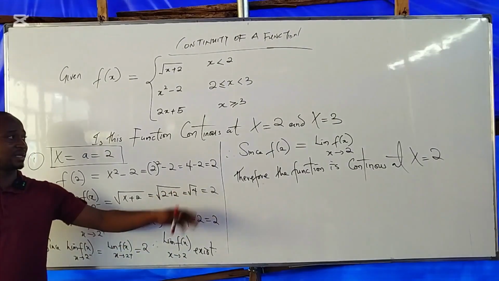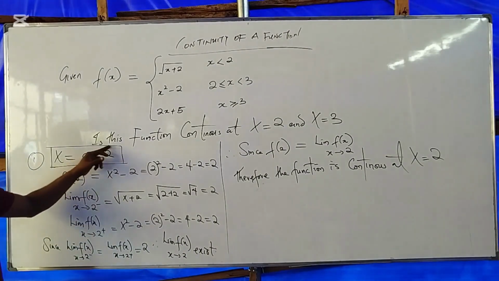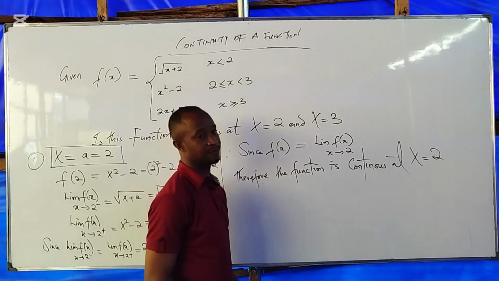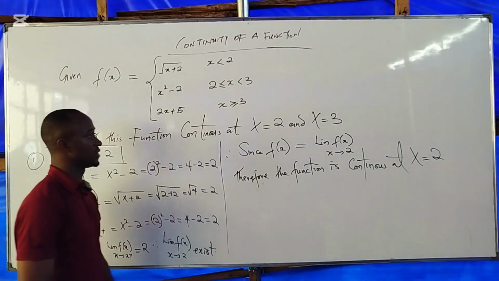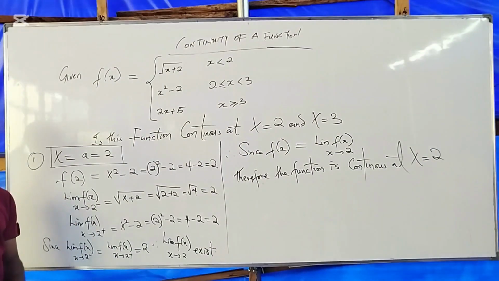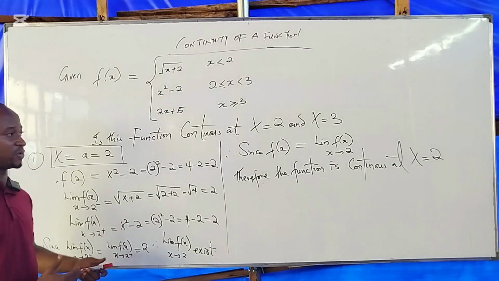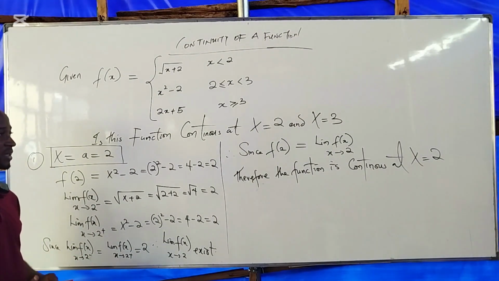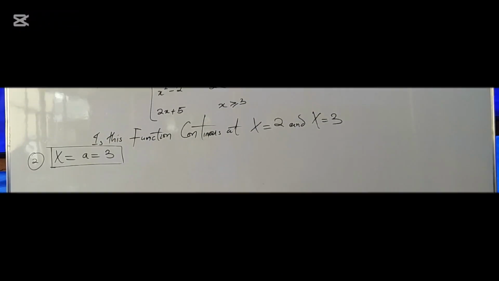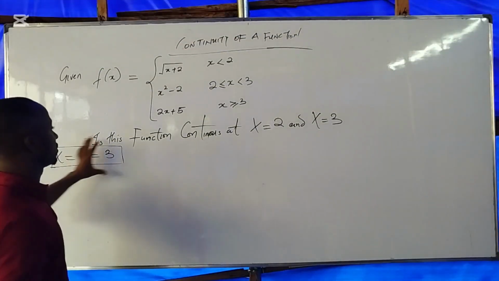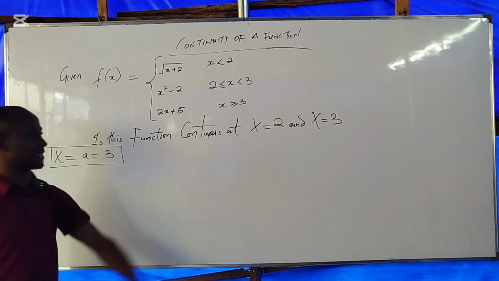So let's look at the second example. The second one says, is this function continuous at x equals 3? You can pause the video, then try it out yourself, then tell me if the function is continuous at x equals 3. Okay, let's look at this example. We are given f of x to be this. We want to see if this function is continuous at x equals 3.